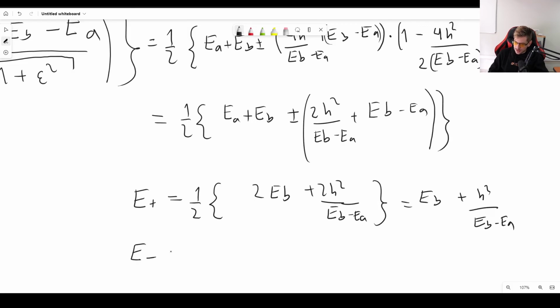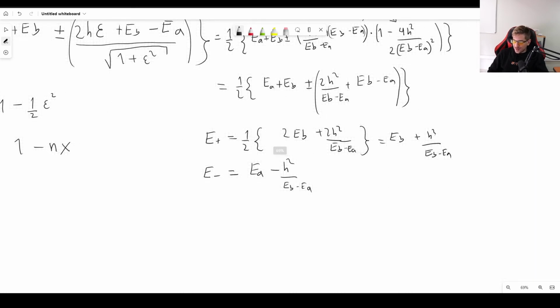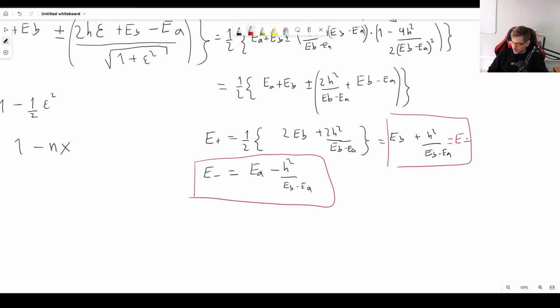And in the second case, E minus, we get something very similar, right? But this time, let's see. So we get EA plus EA. So the EAs are the ones that don't cancel out, and the EBs cancel out. And the other difference is that now we have minus h squared over EB minus EA. So these are our results when using the variational principle. So this is equal to E plus.